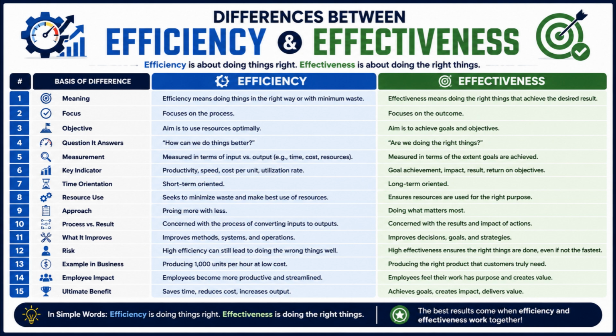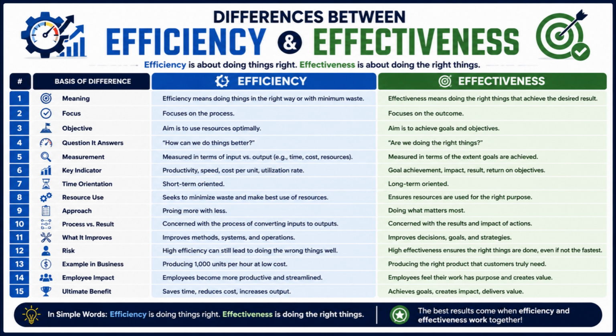Number 13. In business, efficiency may involve producing more units at lower cost, whereas effectiveness involves producing products that truly satisfy customer needs. Number 14. Efficiency increases employee productivity and streamlines work processes, whereas effectiveness helps employees create meaningful value and achieve objectives. Number 15. The ultimate benefit of efficiency is saving time, reducing costs, and increasing output, whereas the ultimate benefit of effectiveness is achieving goals, creating impact, and delivering value.